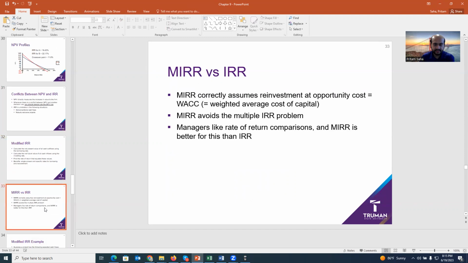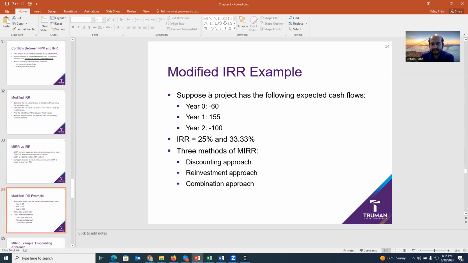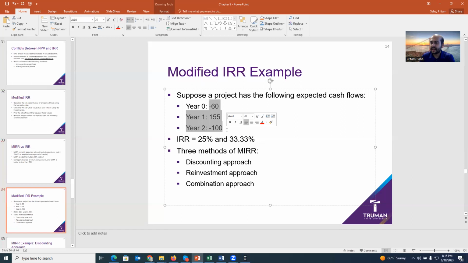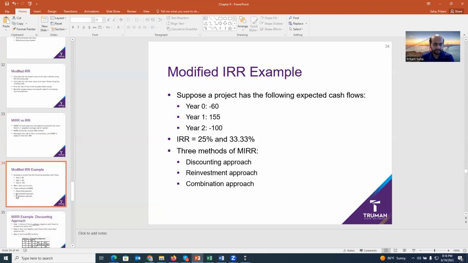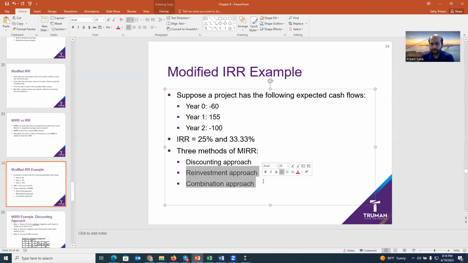So let's talk about this example. Suppose this is the project. If you look carefully, year 0 cash flow is negative 60, year 1 cash flow is positive 155, year 2 cash flow is negative 100. The sign changes more than once, okay? If you do trial and error, the true IRRs are 25 and 33, because it's a non-conventional cash flow. Now let's tweak these cash flows so that the sign changes only once. There are three ways we can tweak that: discounting approach, reinvestment approach, combination approach.